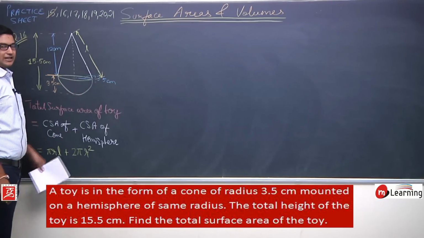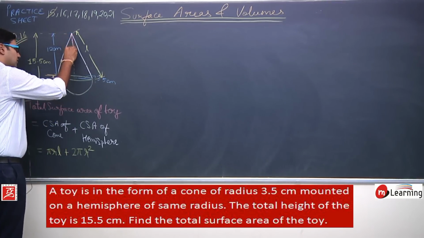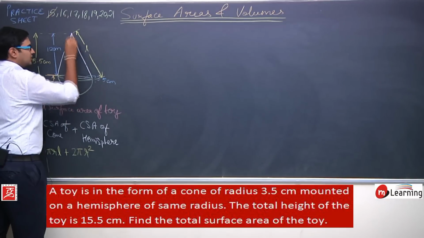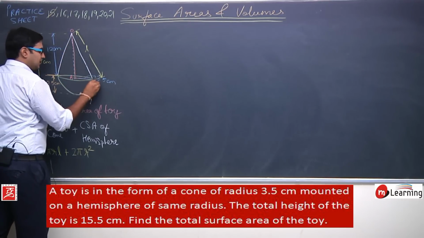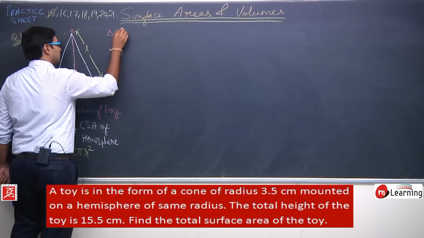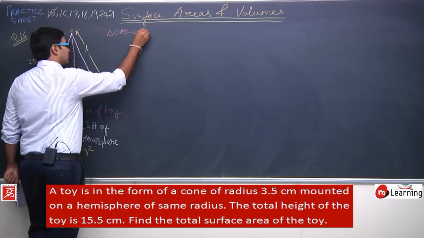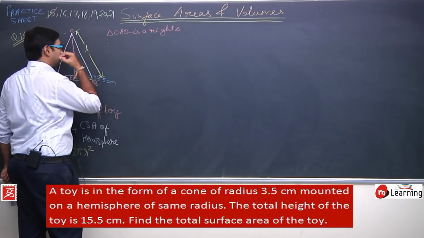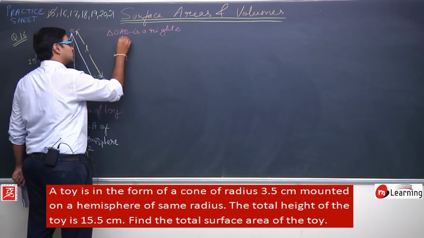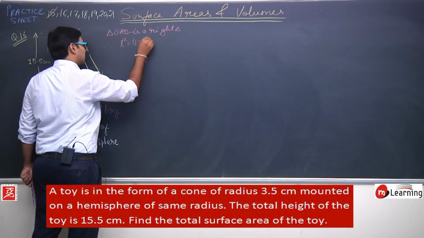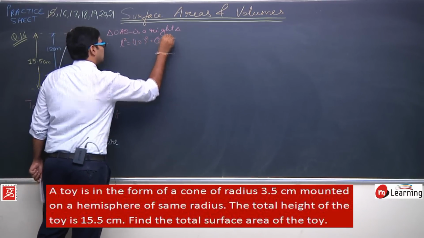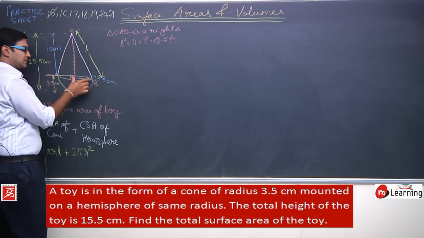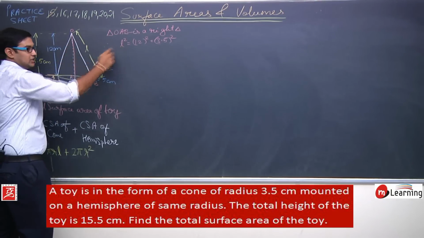Now how to calculate the value of this slant height? I can see this is the vertical height of the cone, this is the radius. So this triangle is a right angle triangle. This is O, this is let us say A, and this is B. Triangle OAB is a right triangle. Therefore I can say l square is equal to 12 square plus 3.5 square. 3.5 means this one, and 12 is this height. Height square plus radius square is equal to l square. That is the Pythagoras theorem.